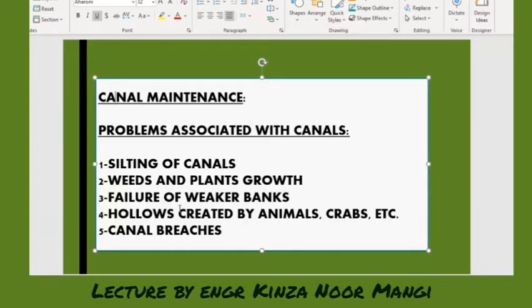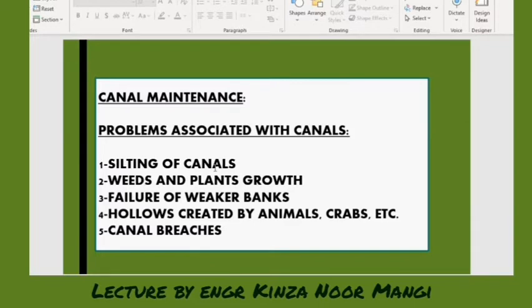So the problems that are associated with the canals are the silting of the canals, weeds and plants growth, failure of the weaker banks, hollows created by animals like crabs, canal breaches.